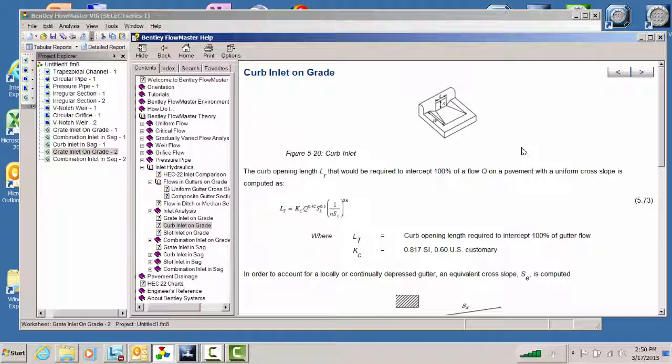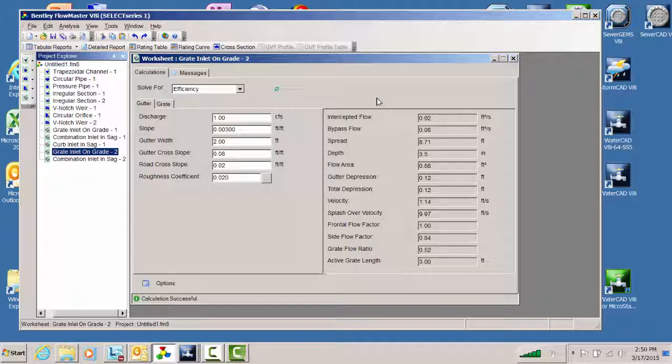Okay, so that summarizes the presentation on gutters and inlets in FlowMaster. And as you see, it gives you really quick calculations and gives you a good idea of some of the important parameters you're interested in, which are usually things like efficiency and spread, when you're trying to design gutters and inlets.